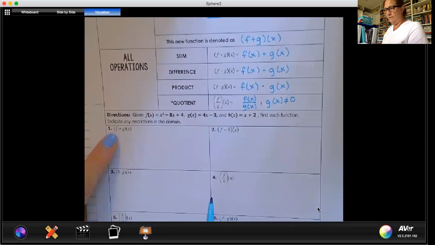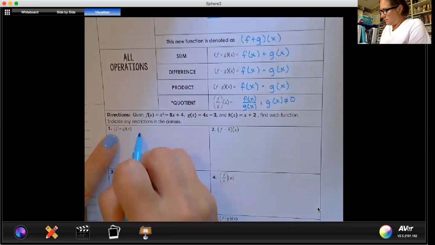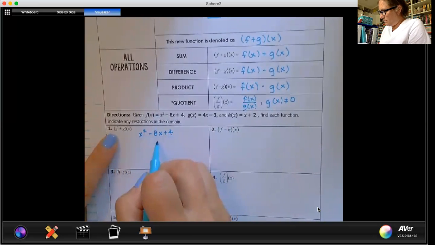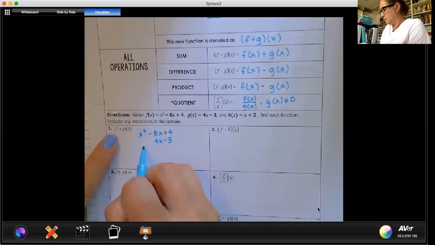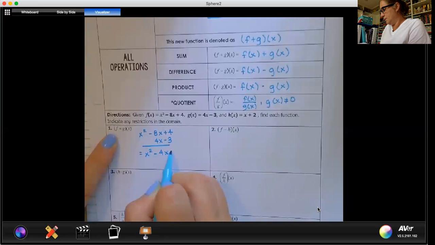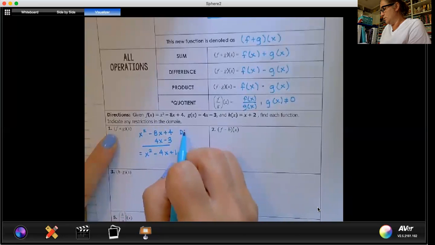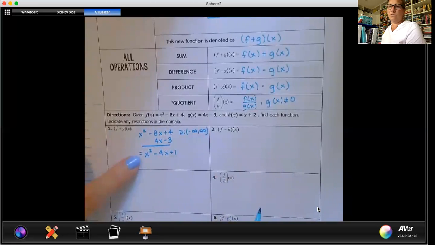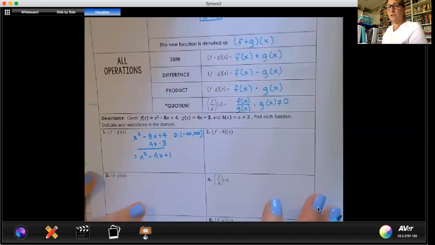So this is f of x plus g of x. So f of x plus g of x is x squared minus 4x plus 1. There is no restriction, so our domain will be negative infinity to infinity. It's just a regular polynomial, so there are no restrictions, no vertical asymptotes, no holes in the graph.